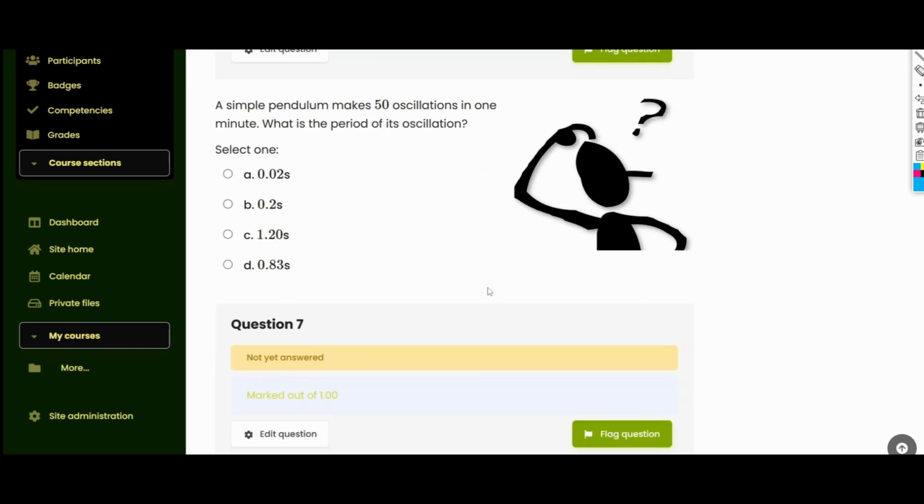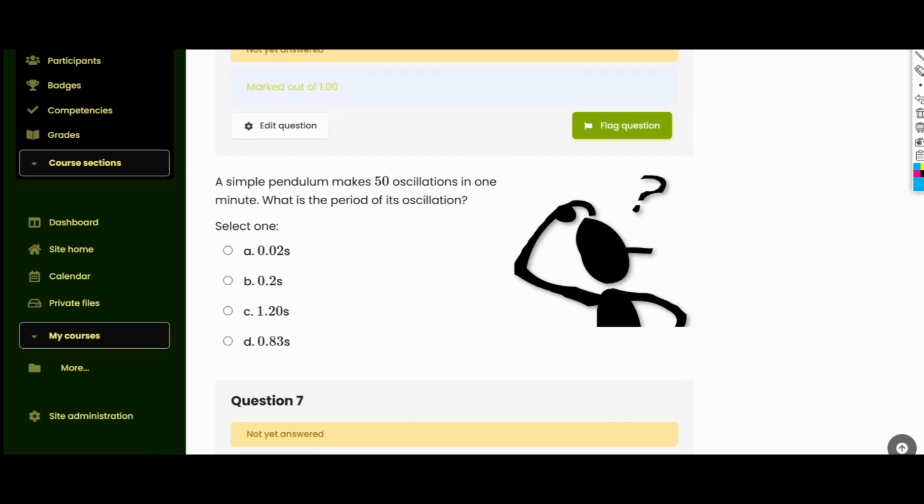Question 6. So question 6 is, a simple pendulum makes 50 oscillations in 1 minute. What is the period of its oscillation? We know that period is equal to time over number of oscillations. So the time is 1 minute. So we know 1 minute is equal to 60 seconds. So 60 over 50, which will give us 1.20 seconds.